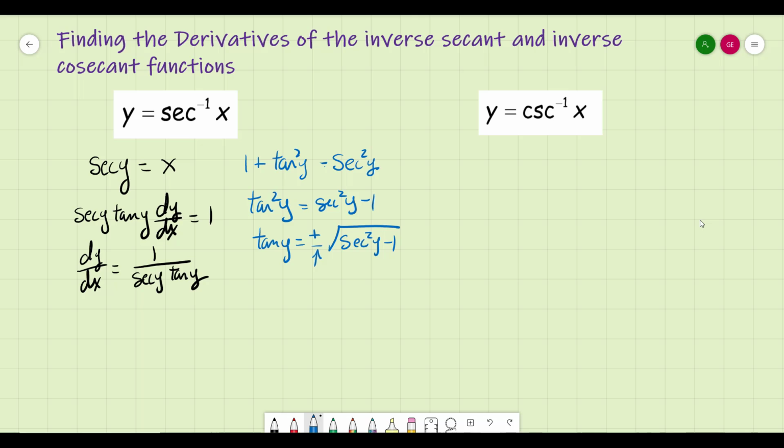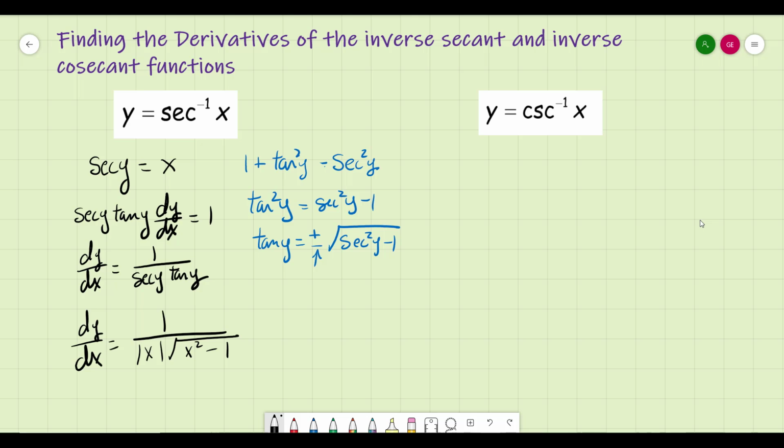So when we do our substitutions, we say dy dx is equal to 1 over. Now here's how we handle the plus or minus, and this will help us out. We put an absolute value around the x that gets substituted for the secant y. And then we write out the square root of secant squared y minus 1. Well, secant y is x, so this becomes x squared minus 1. And here is your derivative.